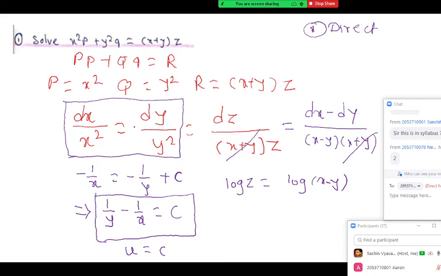That is the first thing. But direct integration is not possible in the second and third ratio, or the first and third ratio. You cannot integrate it.